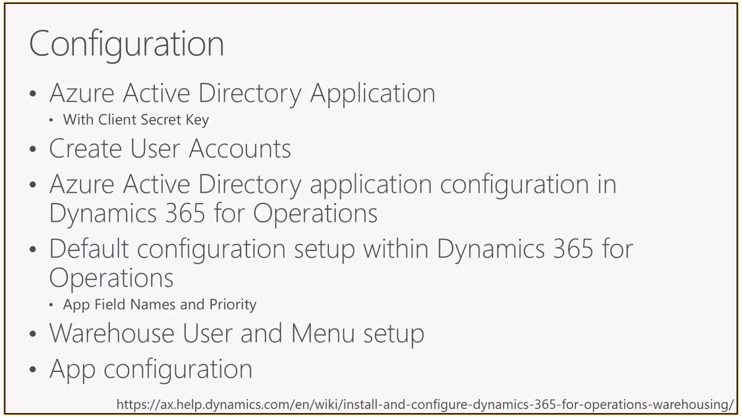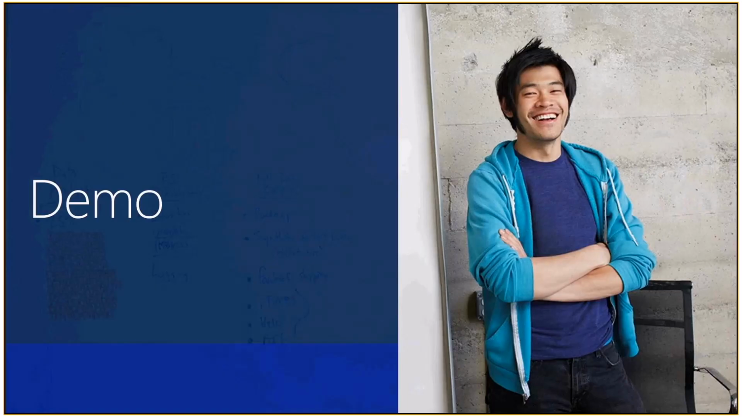We configured the default setup for the app group field names and app field priority. We set up worker users and configured the necessary menu and menu items, just as we would have in previous versions. And finally, we set the necessary configuration options within the connection screen in the app itself. Okay, so hopefully that all made sense. So let's take a look at the app in action now.